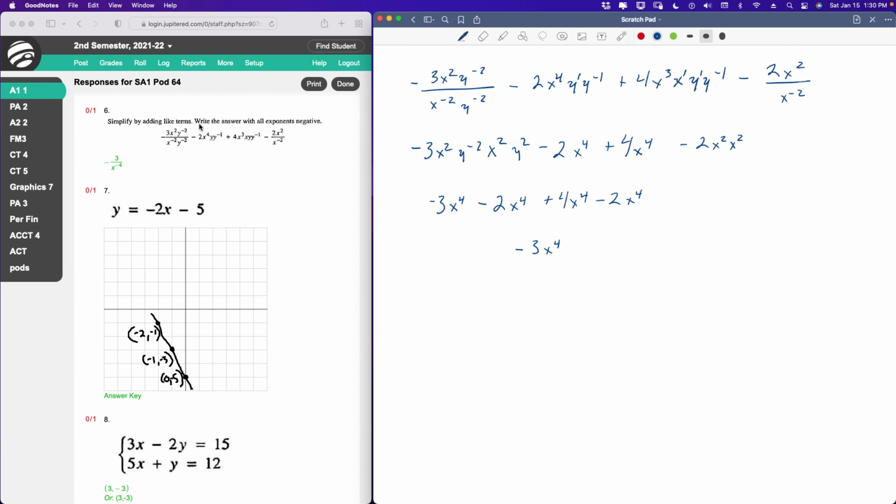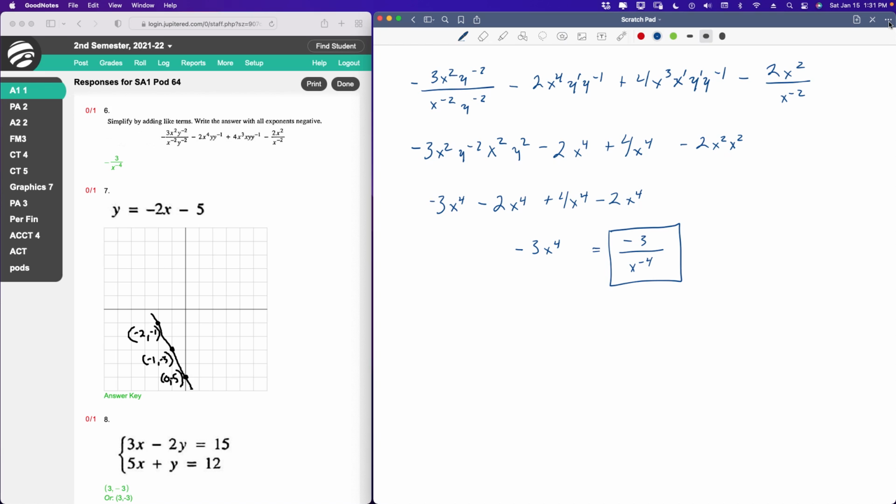But then it says, write the answer with all exponents negative. So to make this negative, we have to put this on the bottom. So negative 3 over x to the negative 4. And that would be the answer that this question is looking for, and that's what we have here. Okay? All right. I hope that clarifies a lot of that for you, sweetheart.